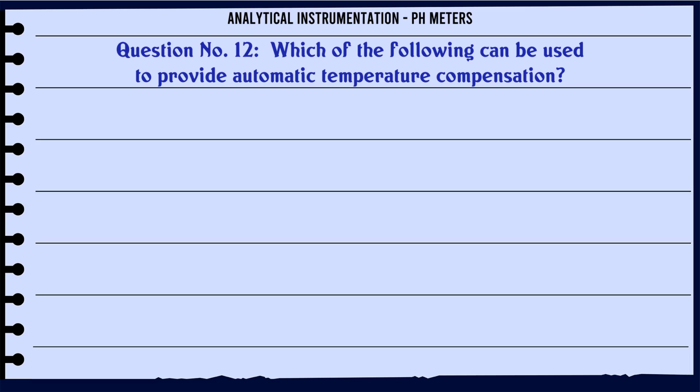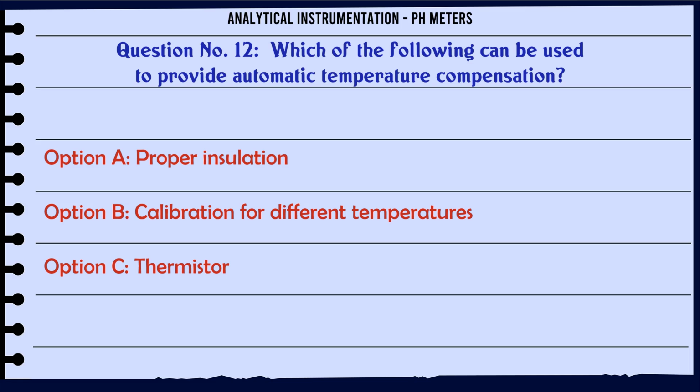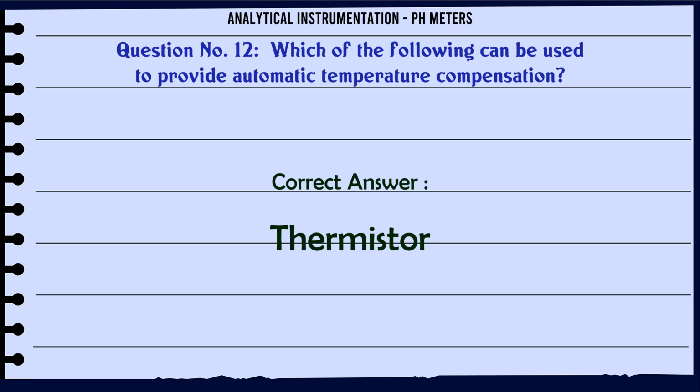Which of the following can be used to provide automatic temperature compensation? A. Proper insulation. B. Calibration for different temperatures. C. Thermistor. D. Thermometer. The correct answer is thermistor.